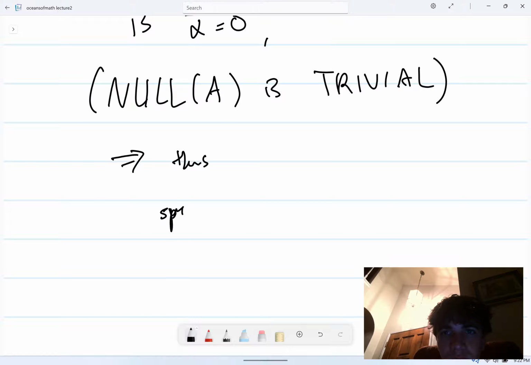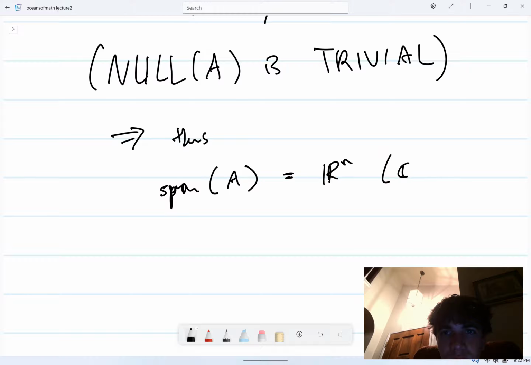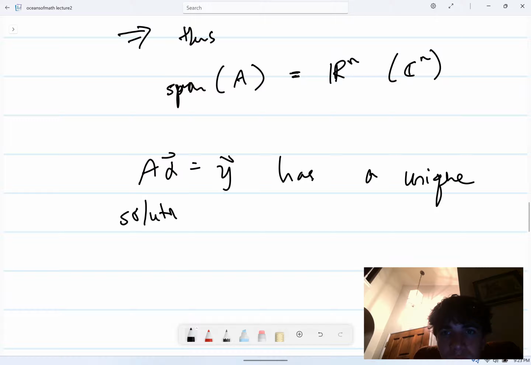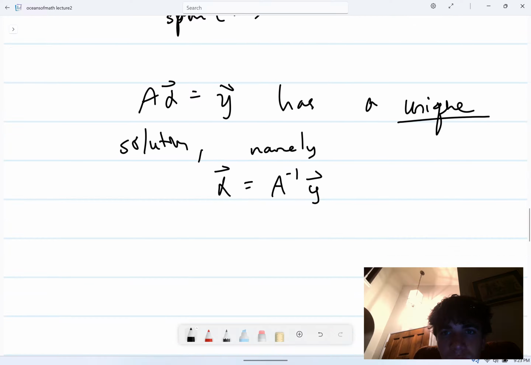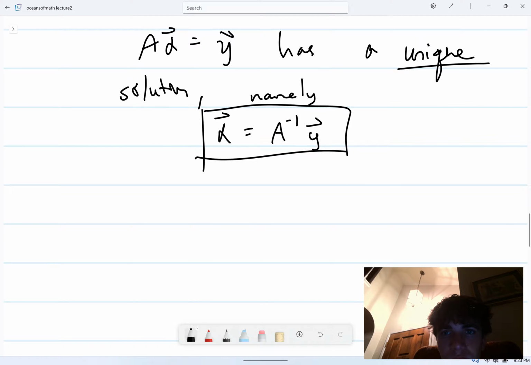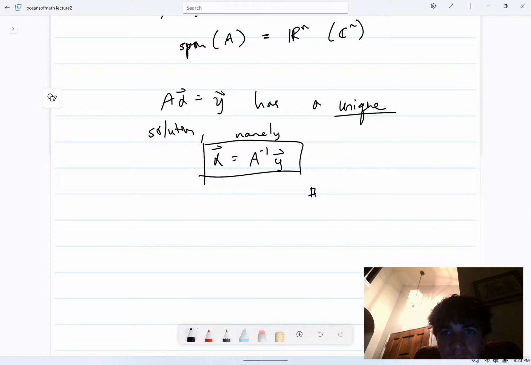thus the span of A is equal to Rn or Cn, and as a direct result, we know that the equation A alpha equals y has a unique solution. Namely, alpha equals A inverse y, right? Because A is invertible, because its null space is trivial. Okay, so that concludes the proof of the existence and uniqueness of such a polynomial.